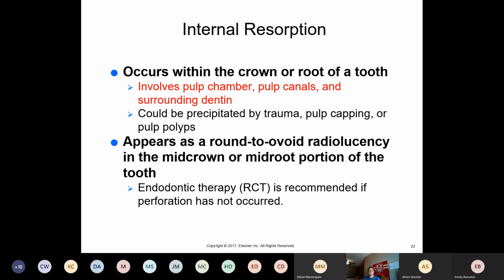What this is going to look like is a round or oval radiolucency in the middle of the crown or the middle of the root. How we treat this is we'll treat it with endodontic therapy or root canal if it has not perforated the root of the tooth. If it's perforated the root of the tooth, we have to extract the tooth.